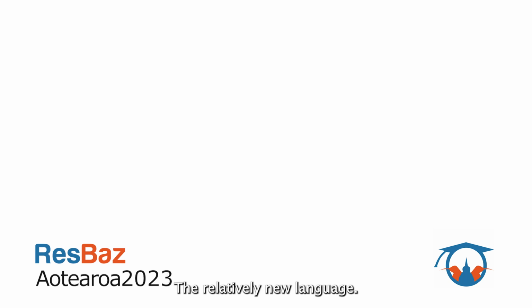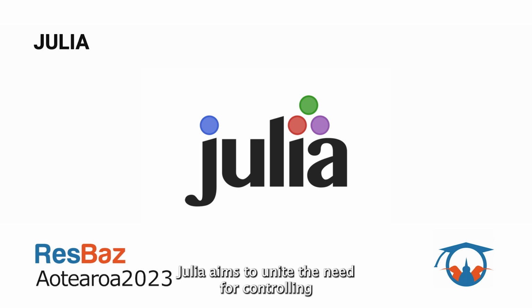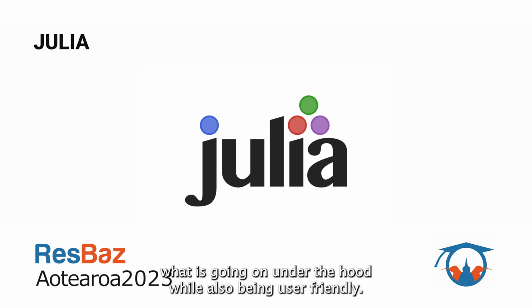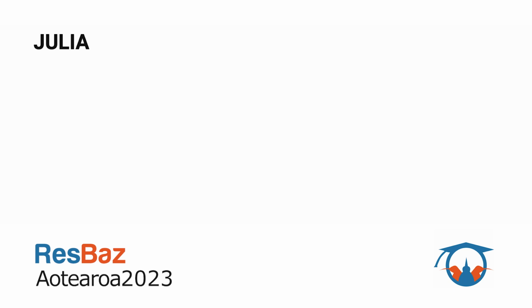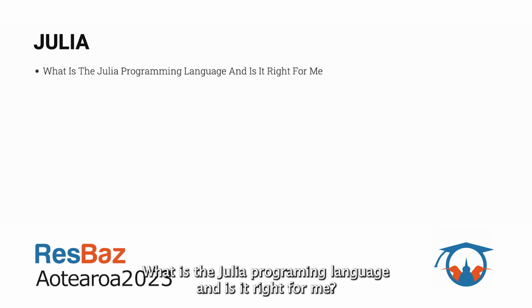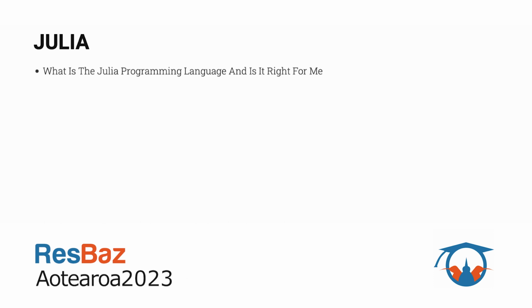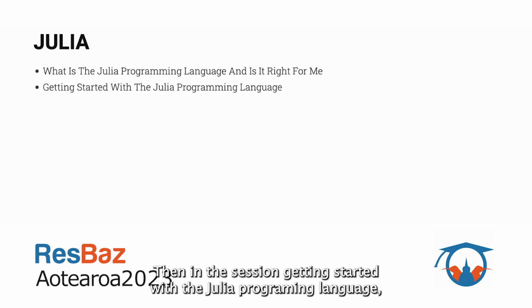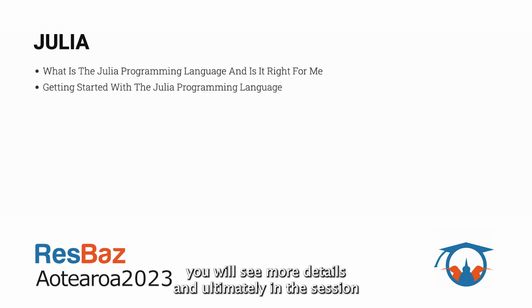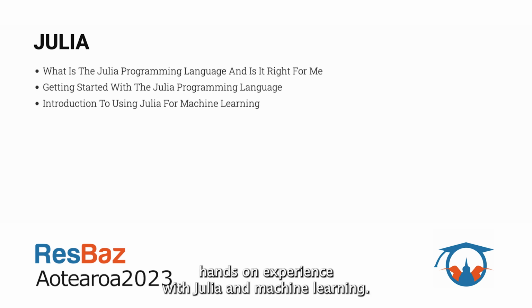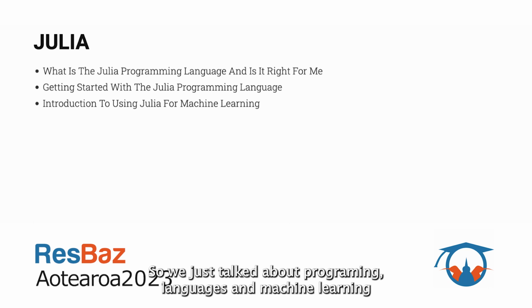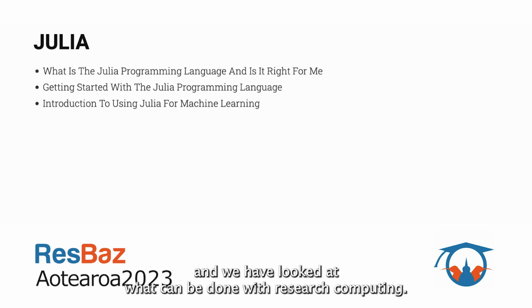The relatively new language Julia aims to unite the need for controlling what is going on under the hood while also being user-friendly. Therefore, we have 3 sessions dedicated to Julia, and these build upon one another. Firstly, there's the session, What is the Julia programming language and is it right for me? Then, in the session, Getting started with the Julia programming language, you will see more details. Ultimately, in the session, Introduction to using Julia for machine learning, you will get hands-on experience with Julia and machine learning.